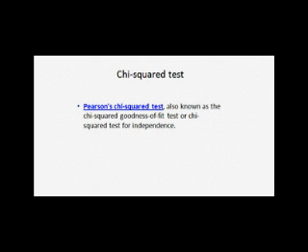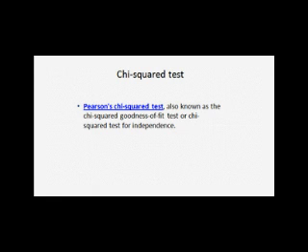Now, the chi-squared test is any statistical hypothesis test in which the sampling distribution of the test statistic is a chi-squared distribution when the null hypothesis is true. Meaning that the sampling distribution, if the null hypothesis is true, can be made to approximate a chi-squared distribution as closely as desired by making the sample size large enough.